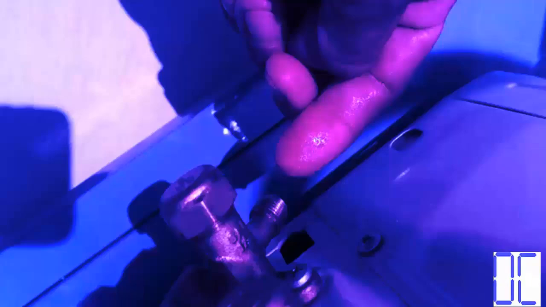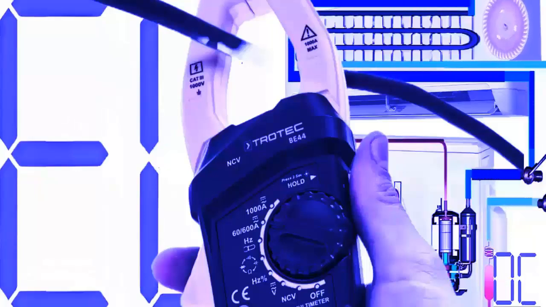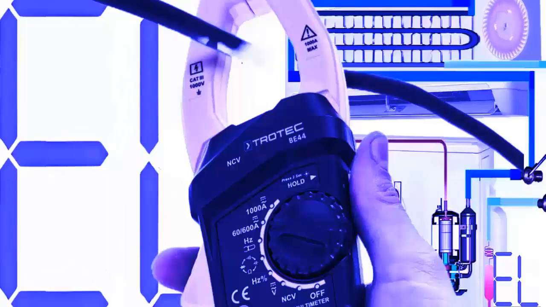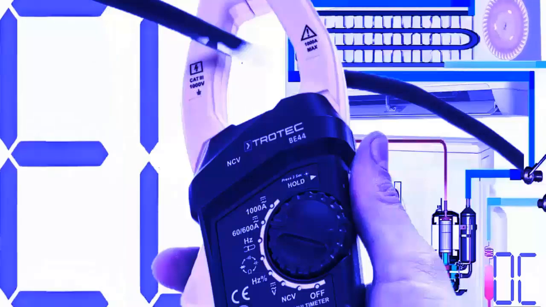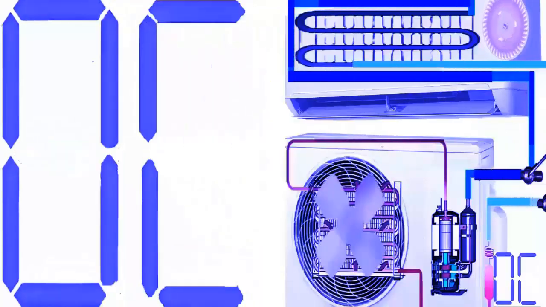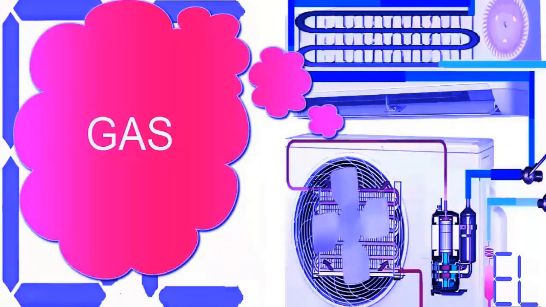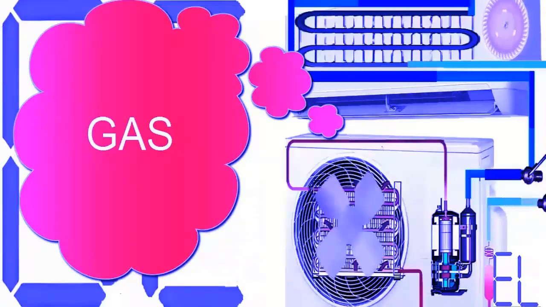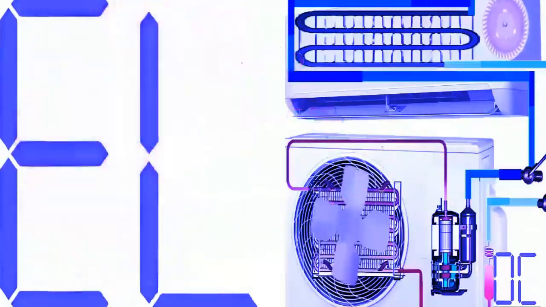11. If you have a clamp meter, measure the unit's current consumption and compare it to the normal consumption value, RLA. A significant leak will result in much lower current consumption than normal. 12. Remember, if the unit has experienced a leak, it must be repaired. If all the refrigerant gas has leaked out, it is necessary to perform a vacuum and recharge the system with the amount of gas specified by the manufacturer.